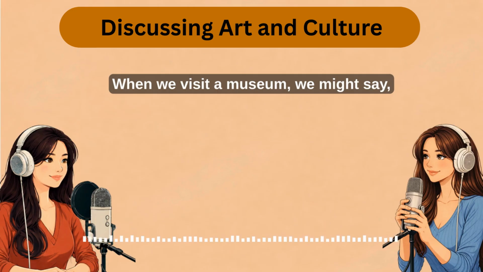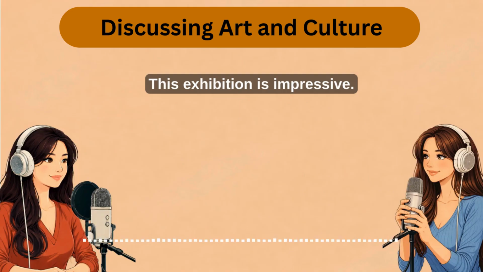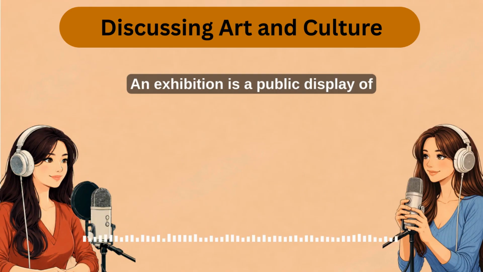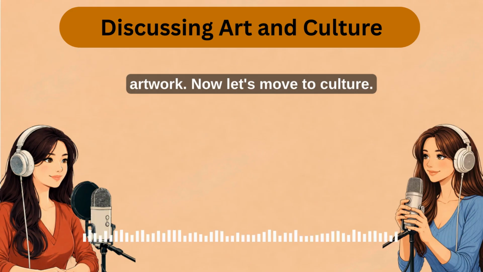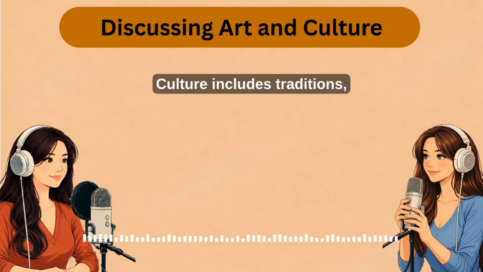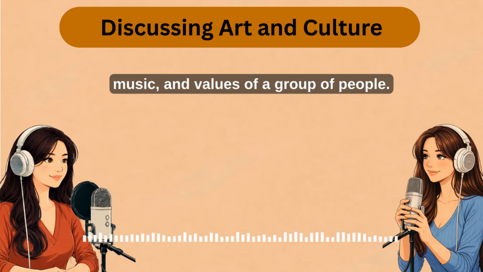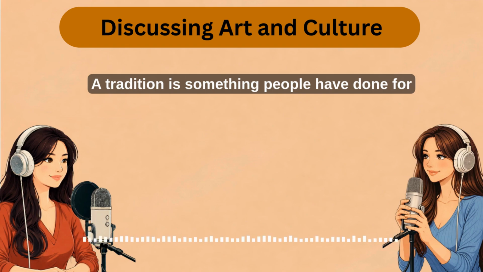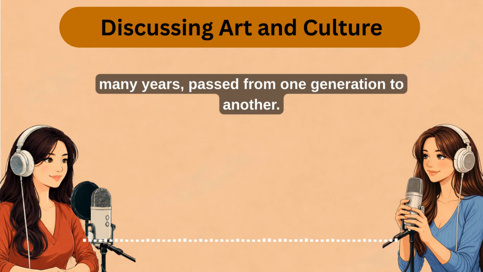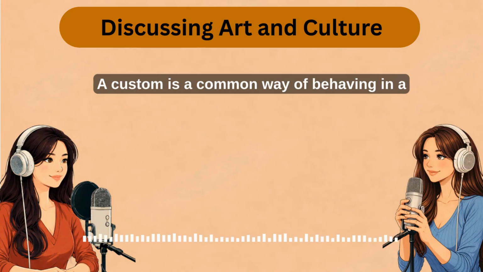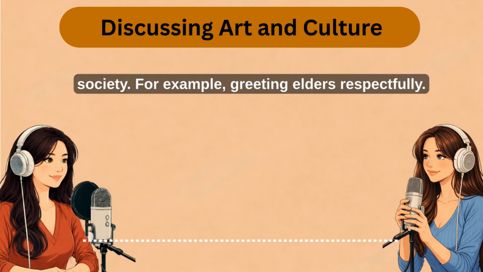When we visit a museum, we might say, "This exhibition is impressive." An exhibition is a public display of artwork. Now let's move to culture. Culture includes traditions, customs, language, food, clothing, music, and values of a group of people. A tradition is something people have done for many years, passed from one generation to another. A custom is a common way of behaving in a society, for example, greeting elders respectfully.